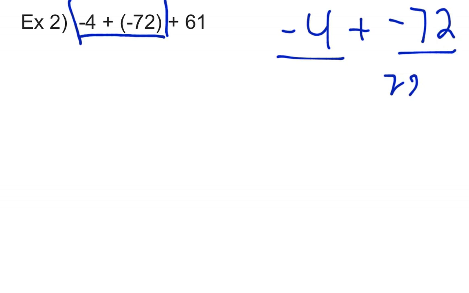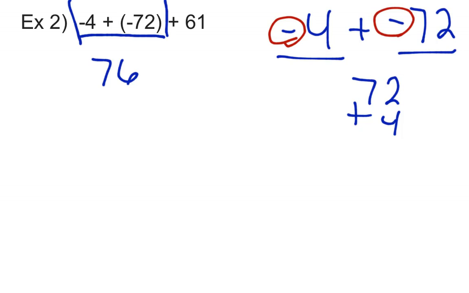So I'll just do this off to the side here. 72. Let's do this. 72. I'm going to add 4, which gives me 76. Again, because the signs are the same, they were both negative, that means the answer is going to be negative. So there's a total of 76 of the negatives. It's a negative 76.